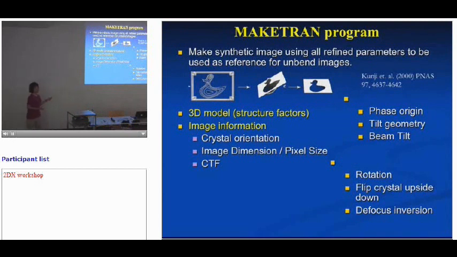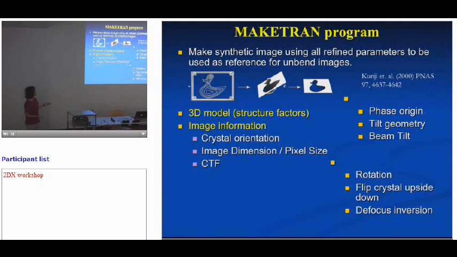It takes your 3D map or 3D model, whatever you had at the time, and does a back projection according to your crystal orientation. You know that from your image, and your image dimension, pixel size, as well as the CTF of that image. It tries to recreate what this model would look like once it's reprojected and put into the microscope.